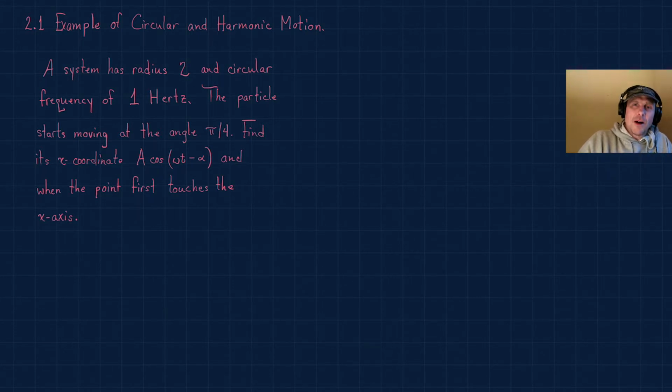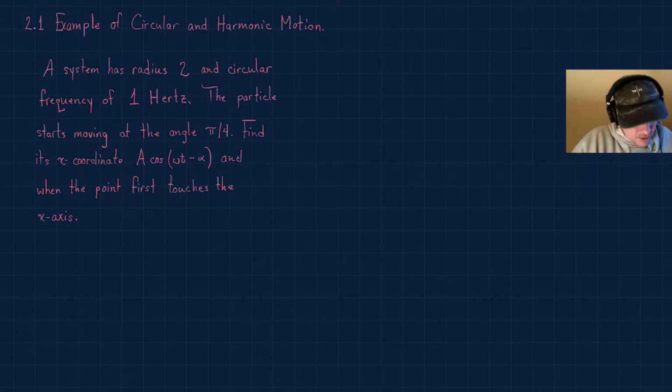So I've written this problem down. I'm going to read it to you, and then let's see what it's showing us. It says, a system has a radius 2 and circular frequency of 1 hertz. The particle starts moving at the angle of pi over 4. Find its x-coordinate, a cosine of omega t minus alpha, and when the point first touches the x-axis.